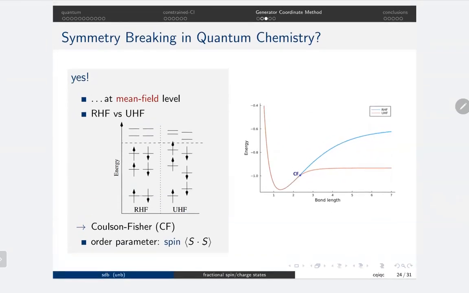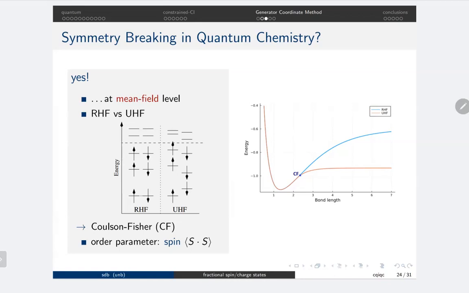Now, if you have a mean field description, people typically think thermodynamic limit, infinite number of particles. You cannot have this in quantum chemistry, where you have a finite size of particles. Now, can we have symmetry breaking in quantum chemistry? Yes, the answer is yes. We do see that. Caveat: at the mean field level. Okay, so how do we see that?